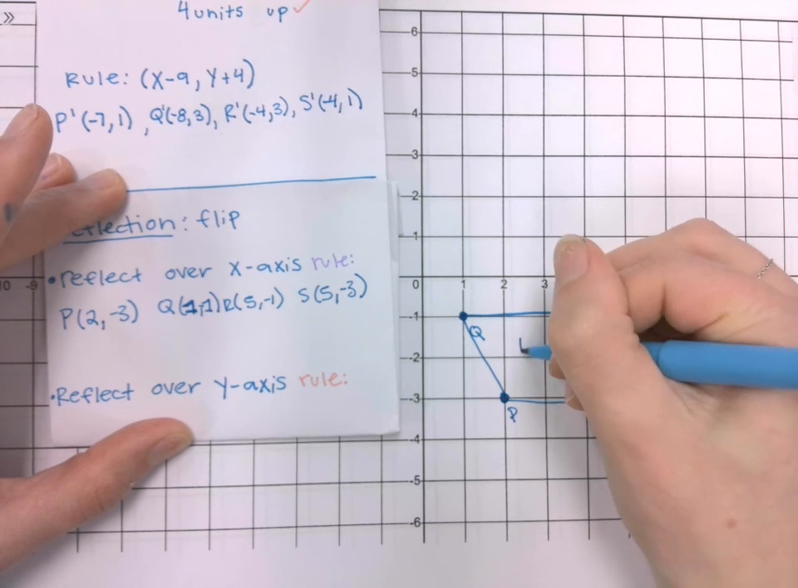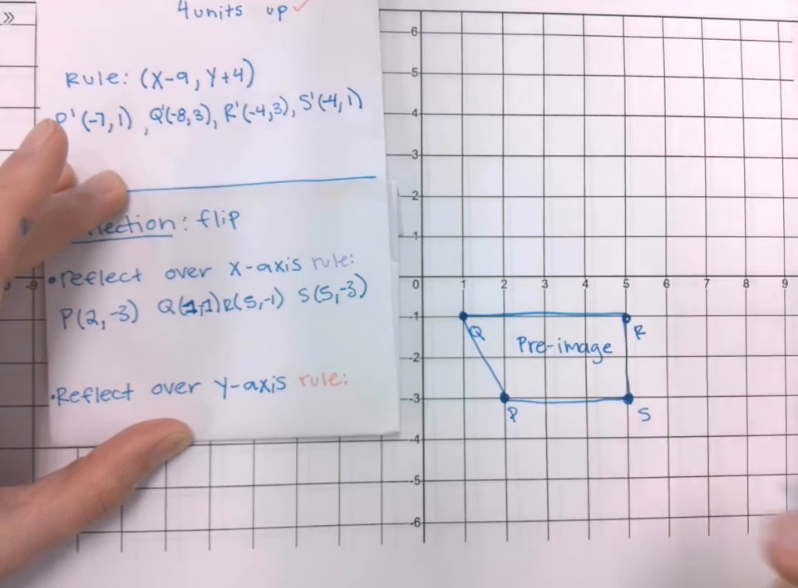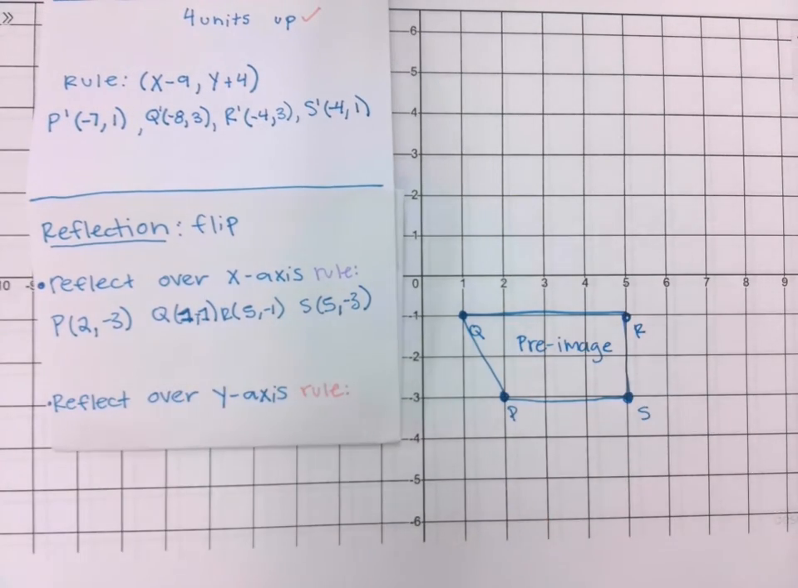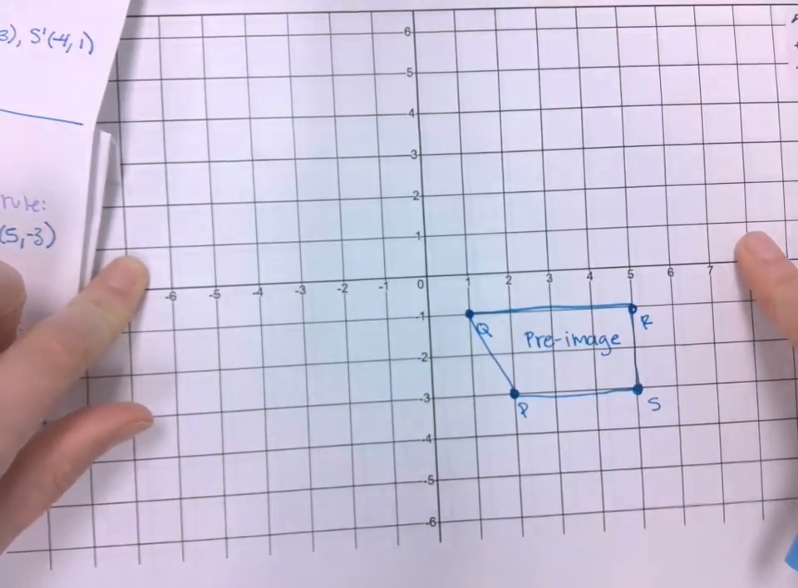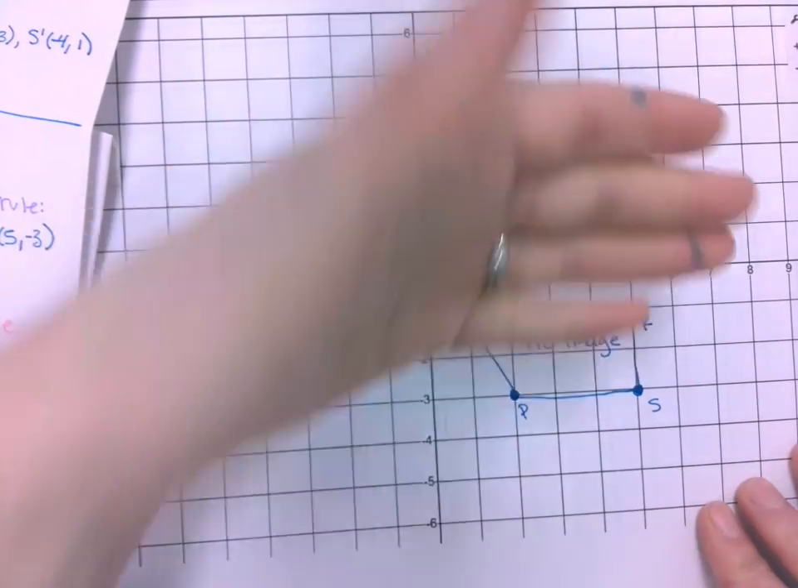Okay, again, this is the pre-image, the image before it has moved. So now I'm going to reflect it over the x-axis. This right here is my x-axis, the one that runs horizontally. So I'm going to take it and flip it. I'm going to take it and flip it up.